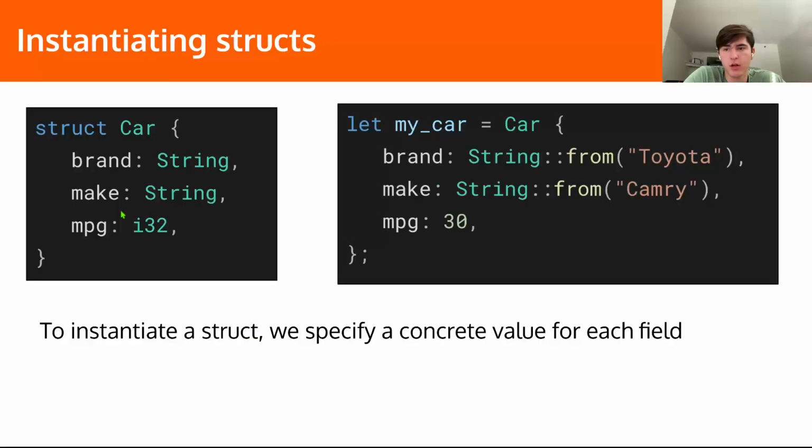To instantiate a struct, you can have the normal let expression, then have a struct constructor here, like this, where you have each field name labeled like this, corresponding to what value you want to initialize them as. This would set the brand to Toyota, the make to Camry, and the MPG to 30.